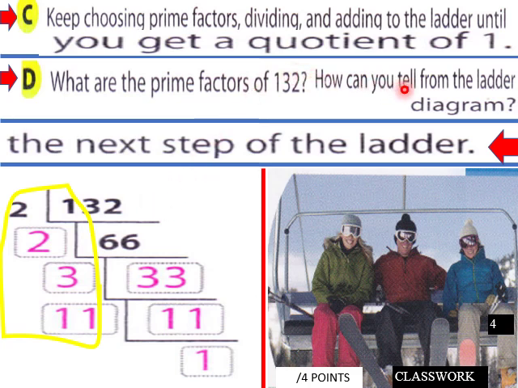So how can you tell from the ladder diagram? Well, they're on the outside here. And also I got a yellow sketch around them as well, so you can tell that way too. They're on the outside of the ladder. Here are your prime factors.